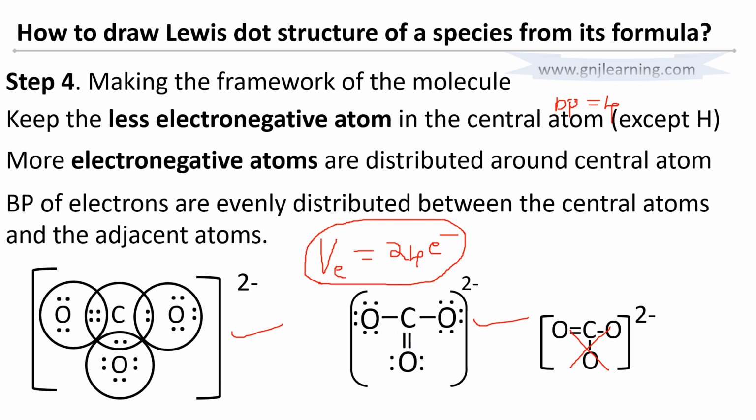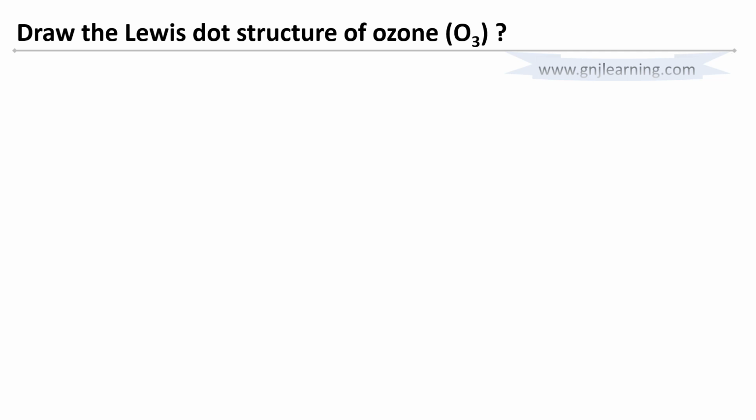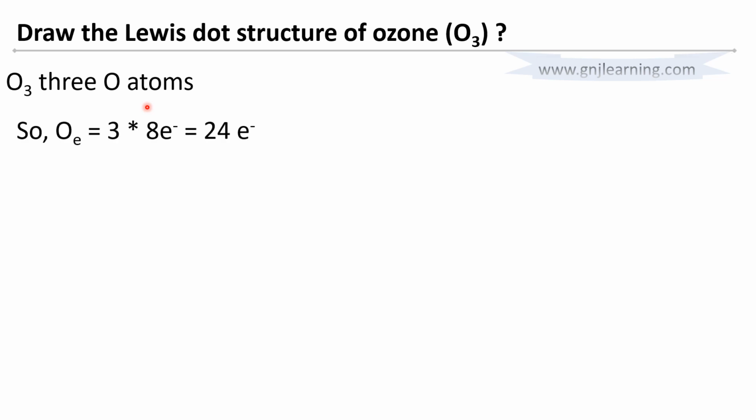We will look at one more example before completing this part. How to draw the Lewis dot structure of ozone. So as you know, the formula of ozone is O3. How to draw it? So I need to calculate the number of bond pairs, isn't it? So how to calculate the number of bond pairs? I need to have two variables. What are they? O3 has three oxygen atoms, and I need to calculate OE first.